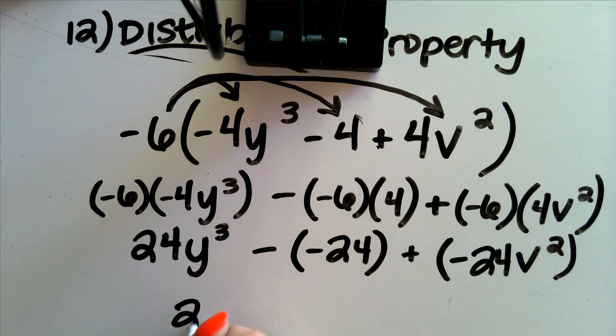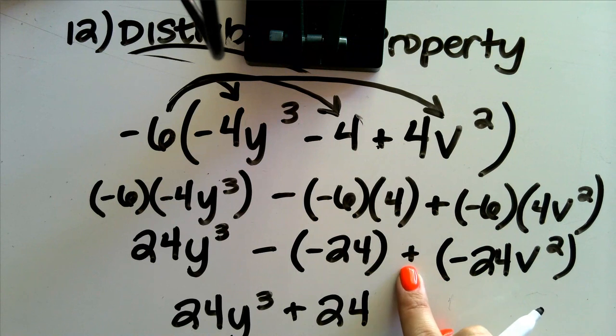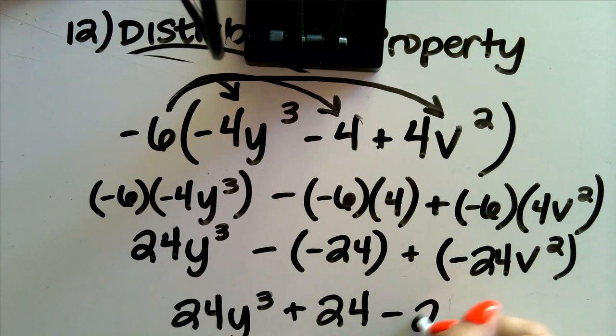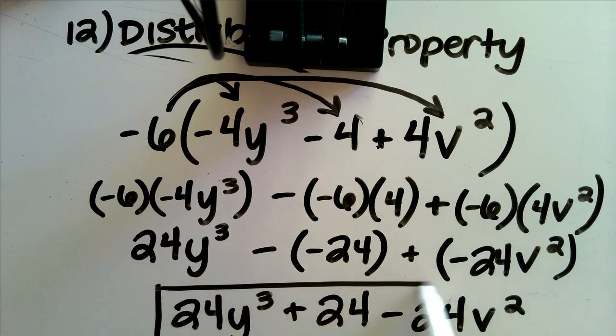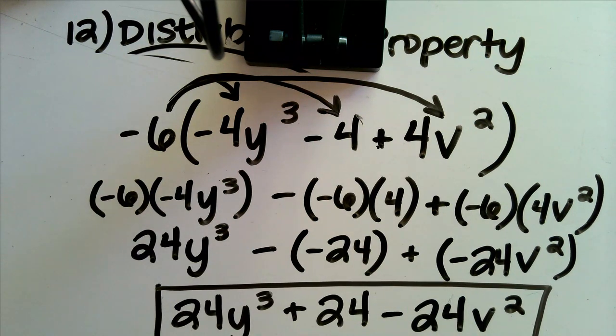We have 24y to the third. Now again, because I have minus and negative, I know that it'll be a positive. We are now adding 24. And then our final term, adding a negative, is the same thing as subtracting minus 24 to the second. So we know that our original expression is the same thing as 24y to the third plus 24 minus 24 to the second.